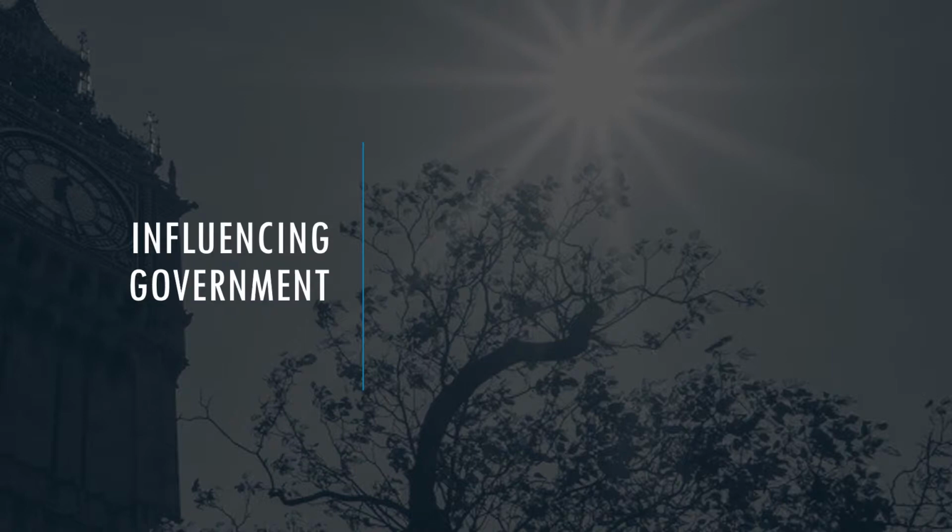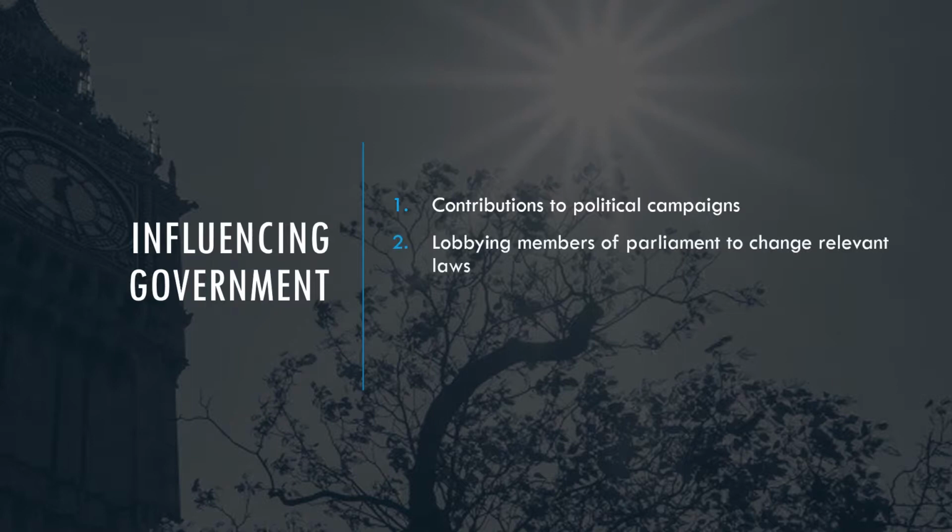One of the main roles of a trade association is to try and influence government. Often they might contribute to political campaigns on the basis that if those political campaigns win, then those politicians are likely to give favourable regulations to businesses in that industry. They might also lobby members of parliament, so try and convince members of parliament to change relevant laws for companies that operate within their industry. And they might finally attempt to influence the behaviour of regulatory bodies.